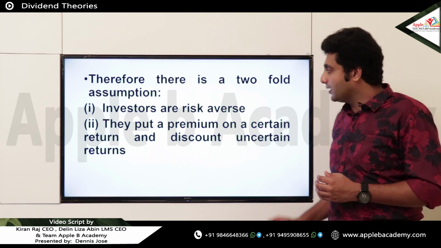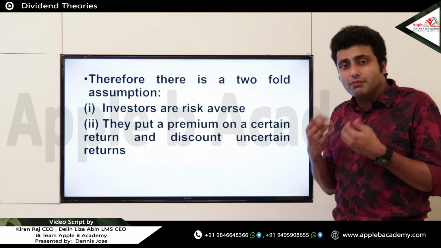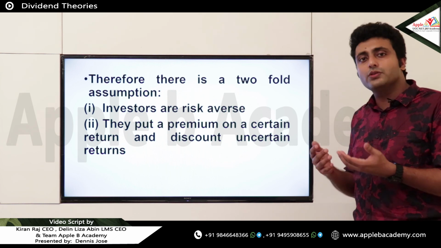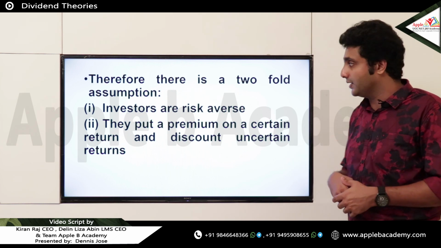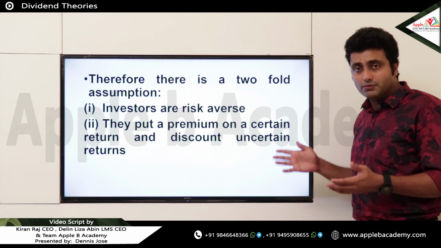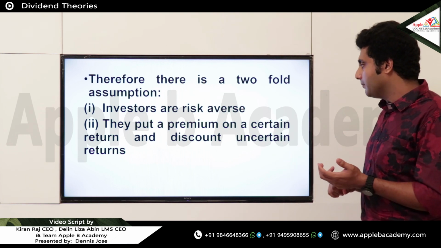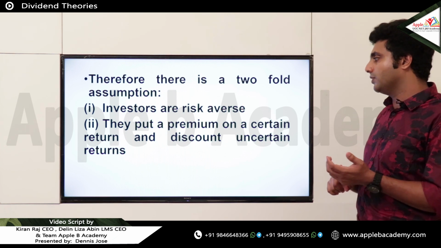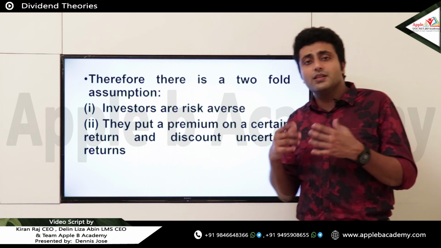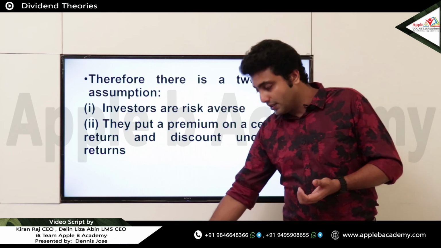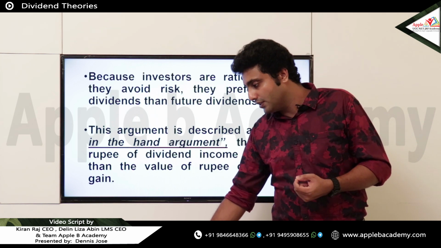So, he said that it is better you give some dividend to the investors once in a while to make them happy, because in future you may not be able to pay dividend. So, therefore, there is a twofold assumption. Investors are risk averse, that is true, and they put a premium on a certain return and discount uncertain returns, because with uncertain returns they are not happy even if it is in the growing stage. If they get some value as dividend, they will be happy.